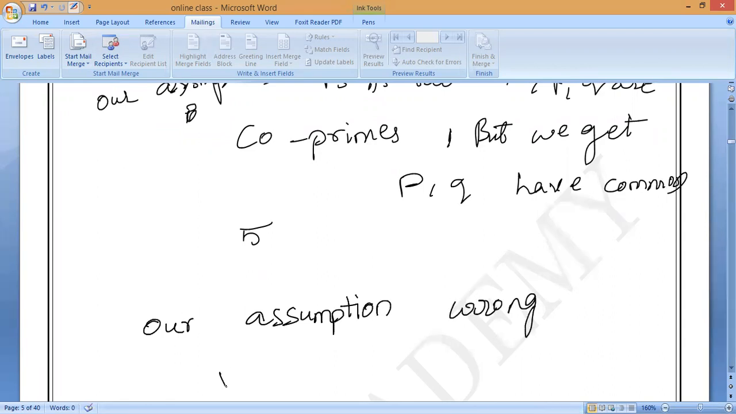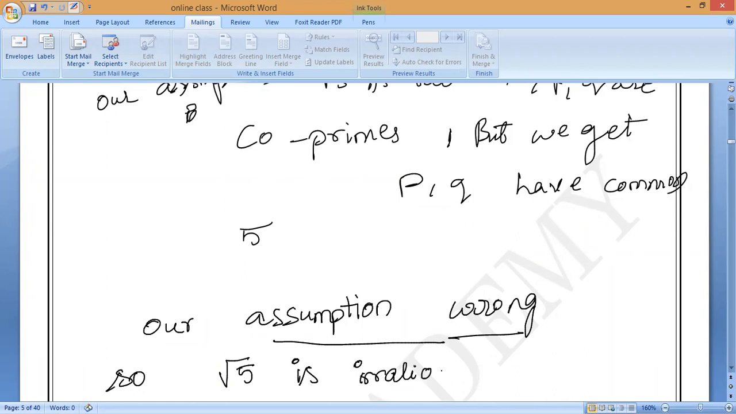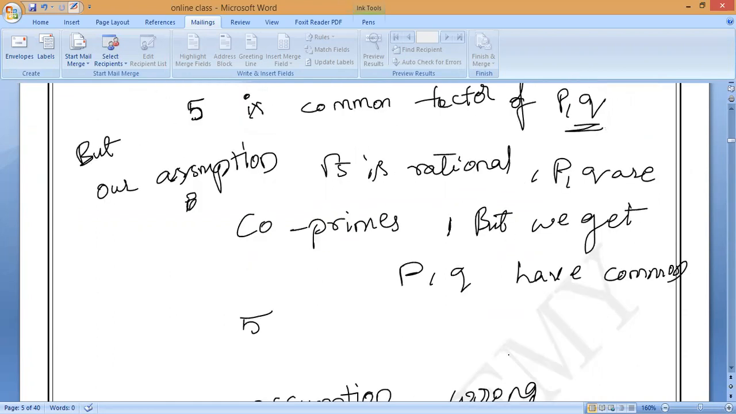So root 5 is rational or irrational? What is our assumption? Our assumption is a rational number. Our assumption is wrong, so reverse. Root 5 is irrational. That's all. Hence proved. Do you understand this one? Yes, ma'am. Ma'am, can you say the sum once again from the first?